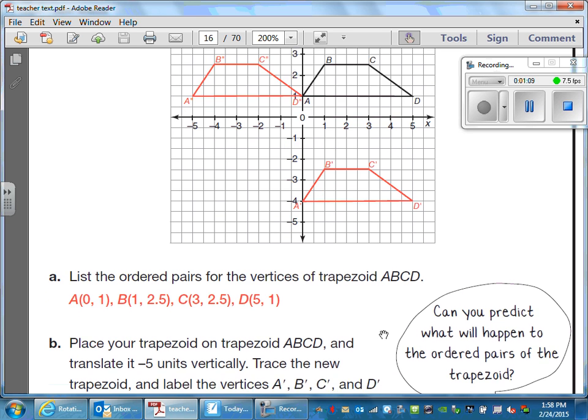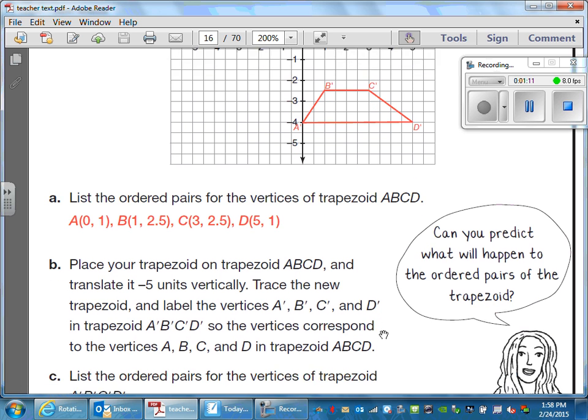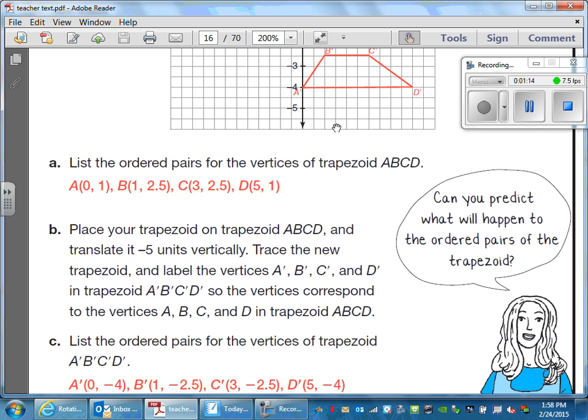Now it wants to know where are those points on C. Well, A is at (0, -4). B prime, or B1, is at (1, -2.5), and so on. Now if we compare, this stayed 0, this stayed 0. This was a 1, but this became a -4. The x stayed the same, the y changed.